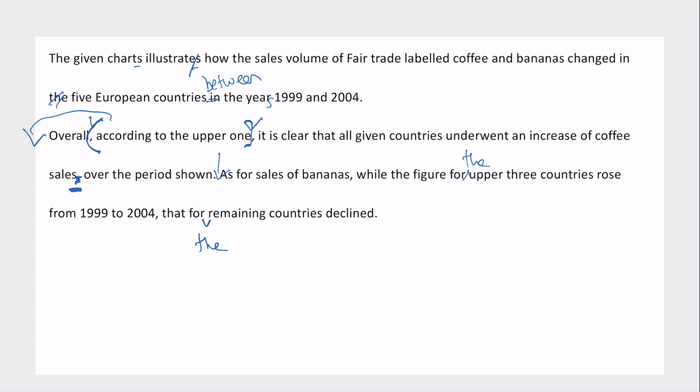Okay, I think that's fine. So they're giving their overview section here, which is also always very important to put in your Task 1, your overview section. They've pointed out that everyone increases in coffees, and then we've got an increase and a decline for bananas. I think that's fine for an overview.